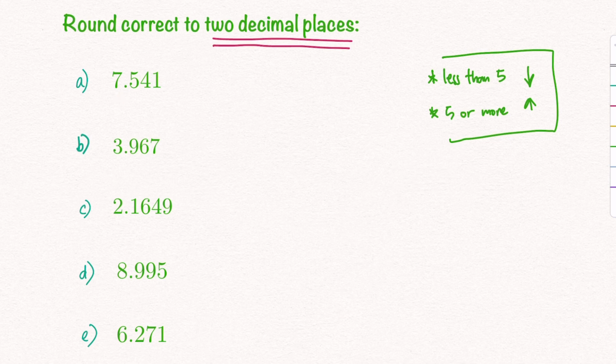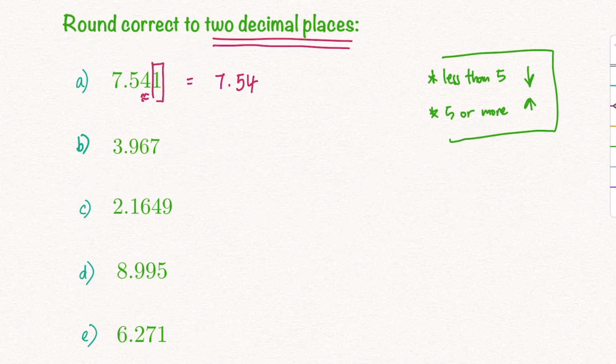I need to keep my decimal point and the 2 numbers after. So I'm cutting here. And my 3rd decimal place is 1, so I need to round down. So that means I'm rounding down, so this one becomes 7 and 54 hundredths.